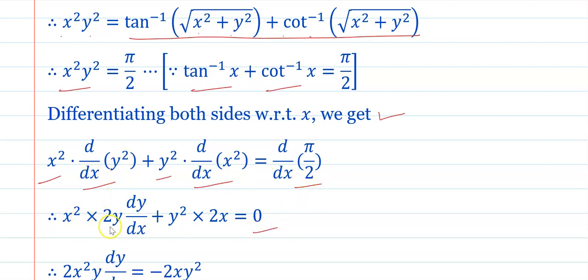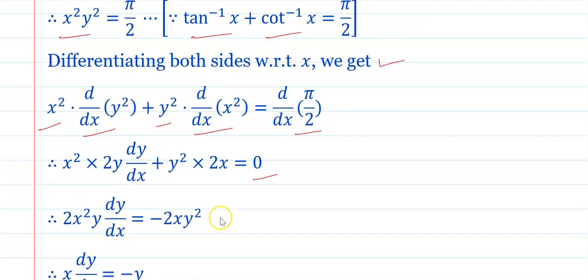x square, the derivative of y square is 2y into dy by dx, plus y square into d/dx of x square. The derivative of x square is 2x. From both sides, 2 will get cancelled. Next, what do we get here? That is 2. If you take the multiplication, then you will get 2x square into y into dy by dx. The term other than dy by dx, we bring to this side: minus 2x into y square.